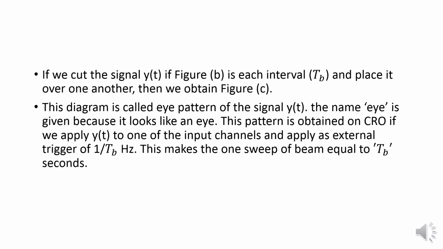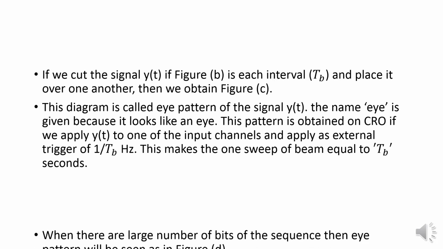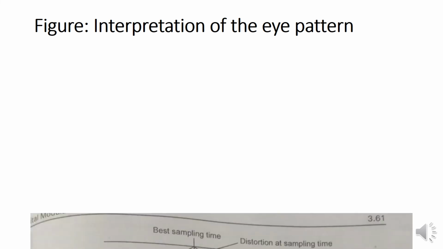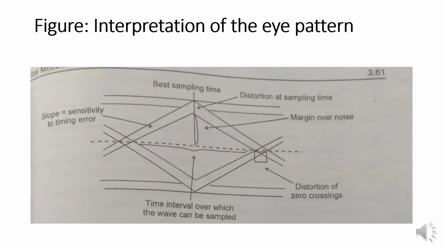This pattern is obtained on a CRO if we apply y of t to one of the input channels and apply an external trigger signal of 1 by TB hertz. This makes one sweep equal to TB seconds. With a large number of bits of the sequence, the eye pattern will be seen as in figure D. So this is the diagram for the interpretation of the eye pattern.